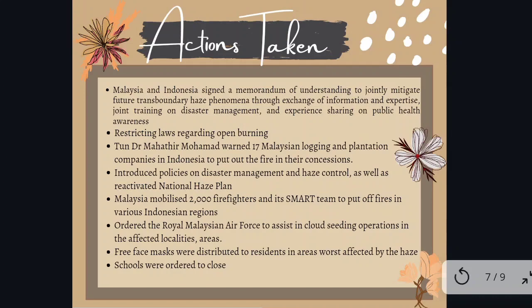Dr. Mahathir urged 70 Malaysian logging and plantation companies in Indonesia to put out the fires in their concessions. He also introduced policies and disaster management on haze control, as well as reactivated the national haze plan. Malaysia mobilized 2,000 firefighters and its SMART team to put out fires in various Indonesian regions and ordered the Royal Malaysian Air Force to assist in cloud seeding operations in the haze affected area. Malaysia also distributed free face masks to residents in areas that were worst affected by the haze, and lots of schools were ordered to close too.